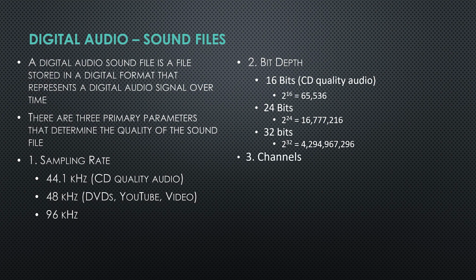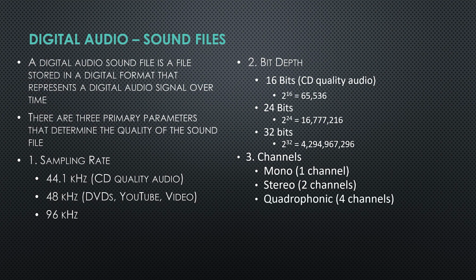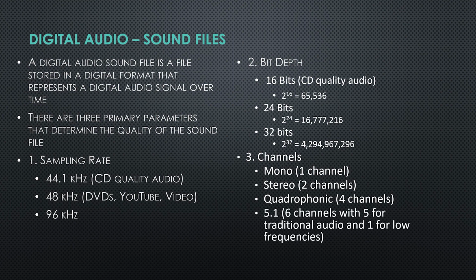And then the last thing will be the number of channels. So whether it's a mono file, which is just one channel, audio coming out of one speaker, stereo, which is by far the most common, where there are two channels, a left and right speaker, and different audio coming out of each, quadraphonic, which would be 4, 5.1, which is common in cinema, that's 6 audio channels, where 5 are traditional speakers and 1 is just for low frequencies or a subwoofer.